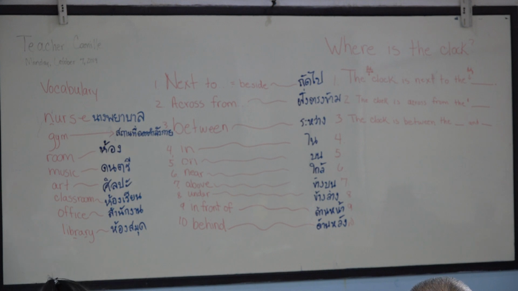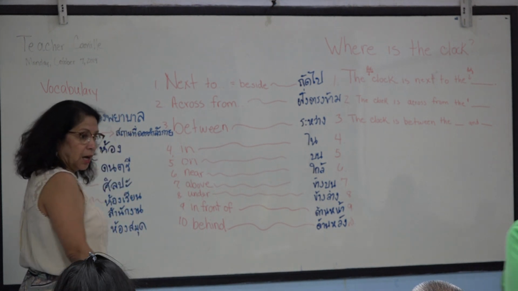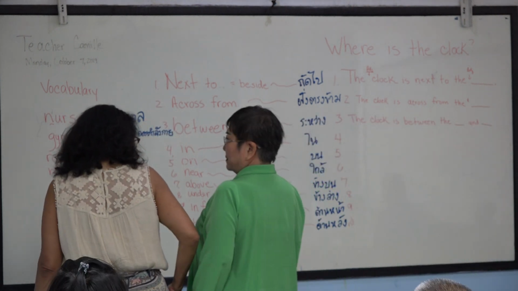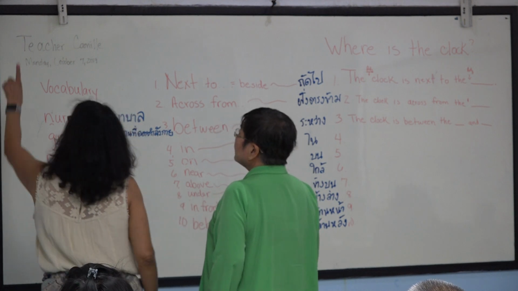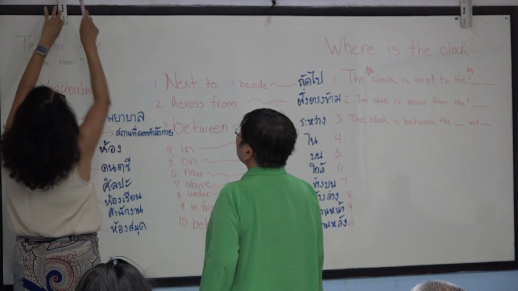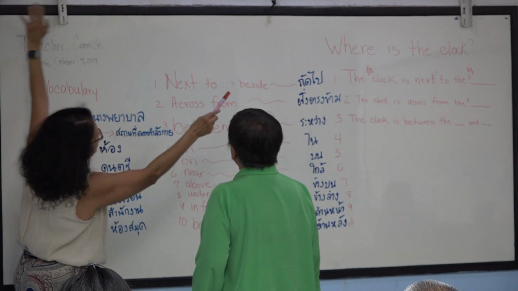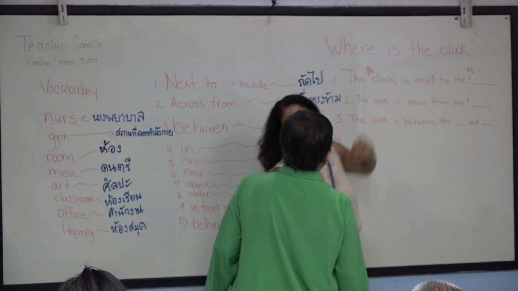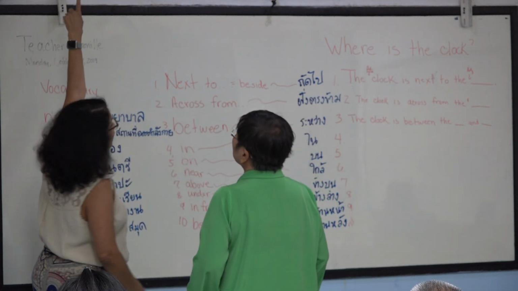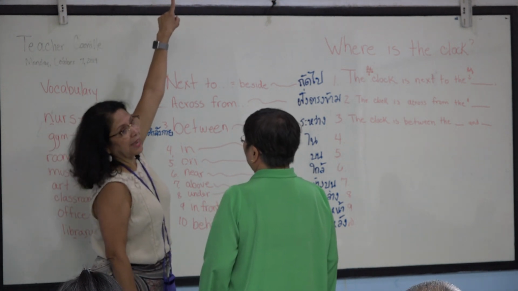So let's see. The clock, where is the clock? The clock is next to the... Okay, so you next to me. I am next to you. The clock is next to this. Or this. This is called screen boy. So you can say that. Yeah, it says right here, screen boy. So the clock is next to the screen boy, or it's next to the air conditioner.